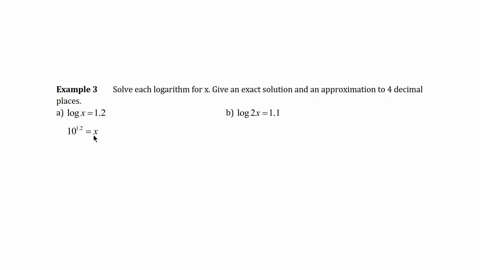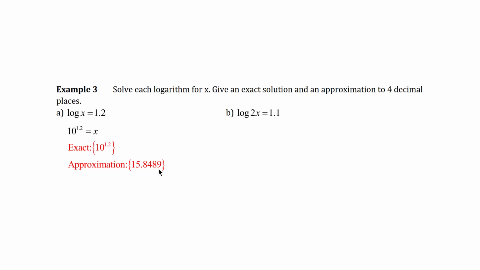For the exact solution, we write it in set notation. We have a set of curly brackets and 10 to the 1.2 power on the inside. To get the approximation, we just take 10 to the 1.2 power, plug it into a calculator, and then round to 4 decimal places. We write the final answer for the approximation with a set of curly brackets and 15.8489 on the inside.